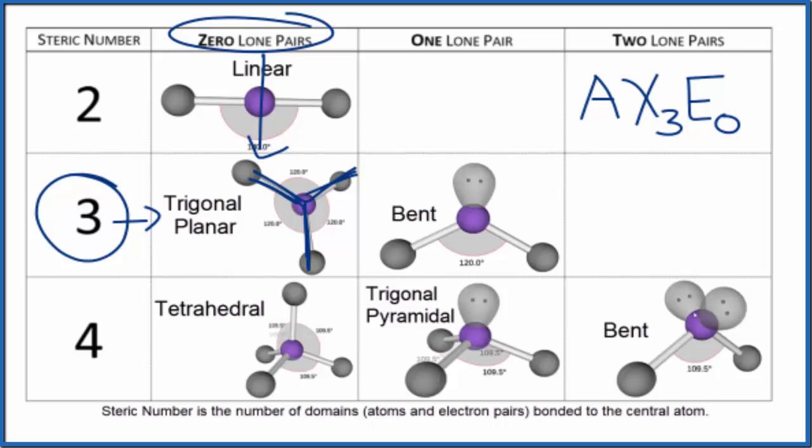This is Dr. B with the molecular geometry, bond angles, and electron geometry for AlCl3, aluminum chloride, sometimes called aluminum trichloride.